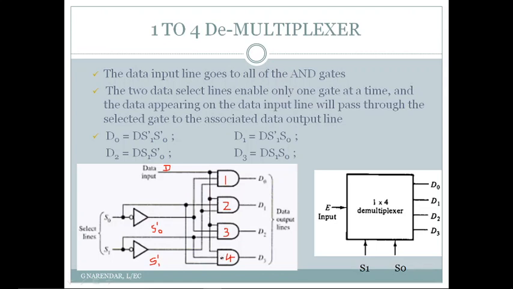So this is the combinational logic circuit of the 1 to 4 demultiplexer, and this is how we can realize the output expressions for the 1 to 4 demultiplexer.